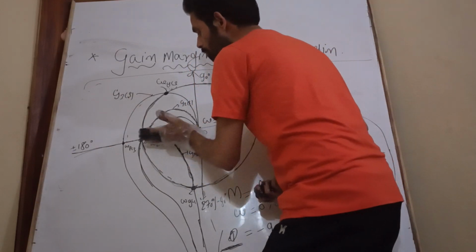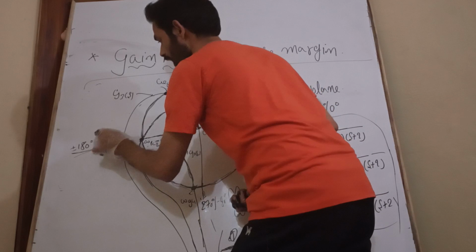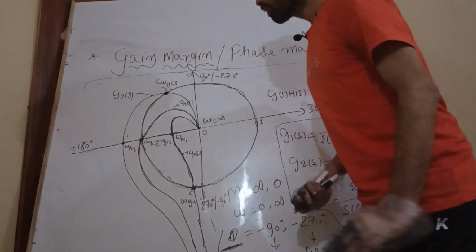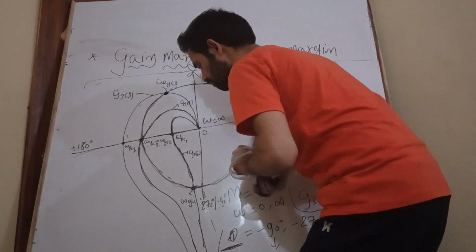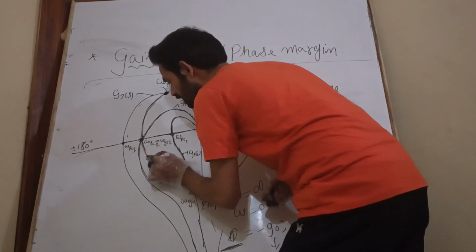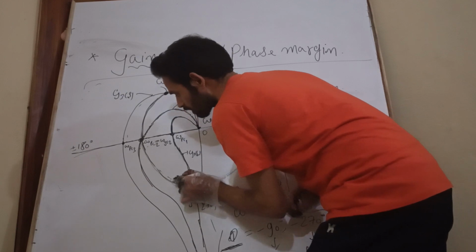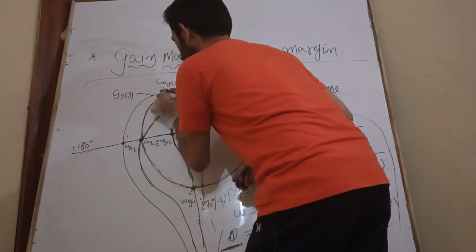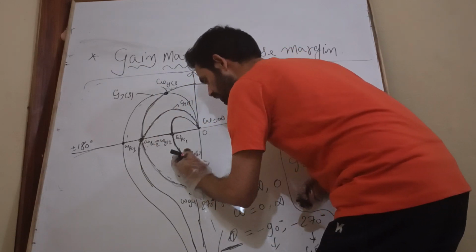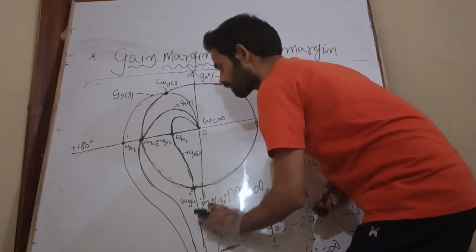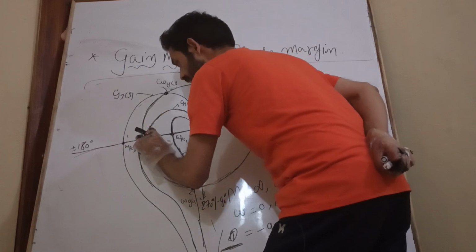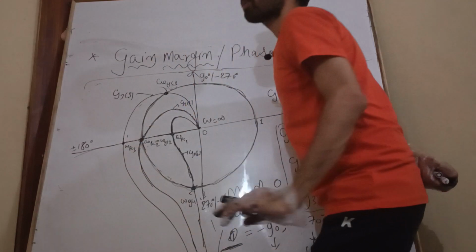As per definition, we know very well that phase crossover frequencies are those frequencies at which the angle is minus 180 degrees, and gain crossover frequencies are those at which gain is unity. Here you see gain unity, here gain unity, here gain unity. So this is the gain crossover frequency. Whatever the plot is cutting the unit circle, that is our gain crossover frequency, and wherever the plot is cutting the real axis, that is my phase crossover frequency.